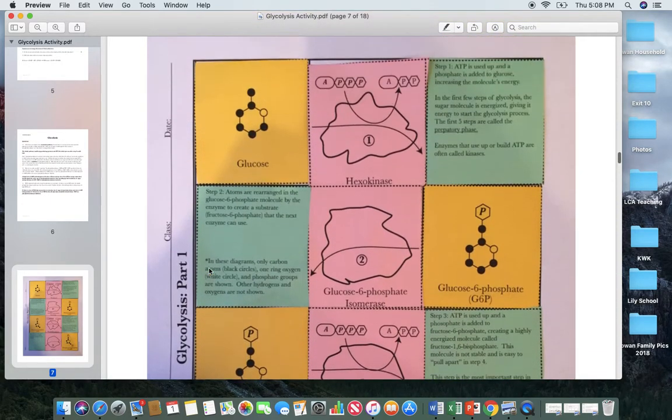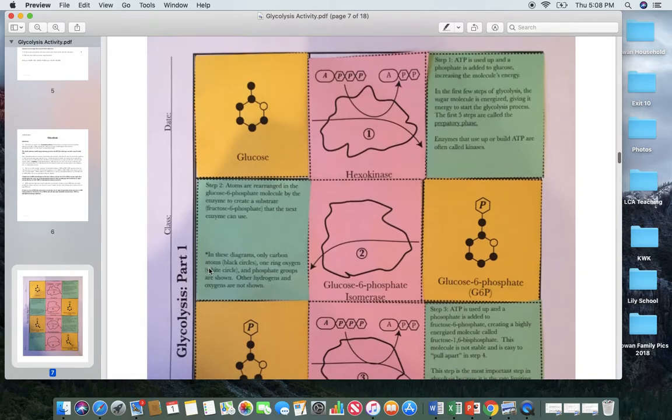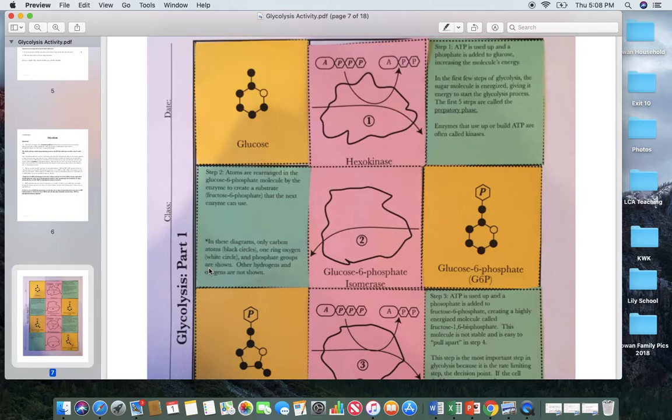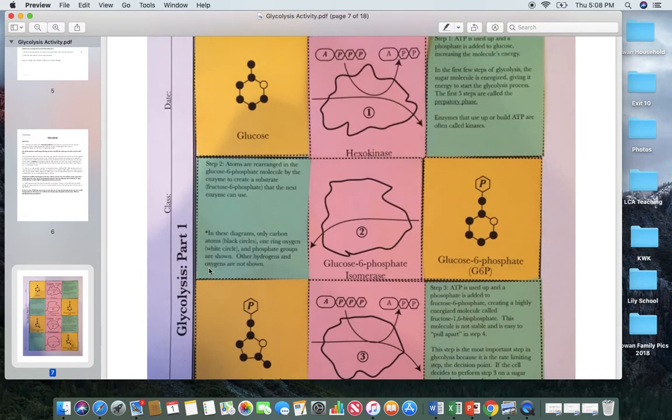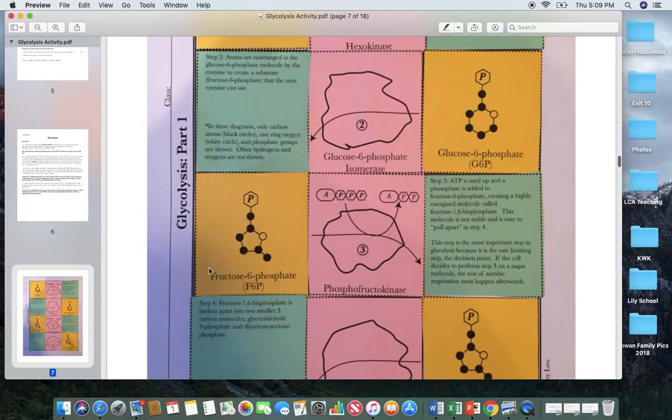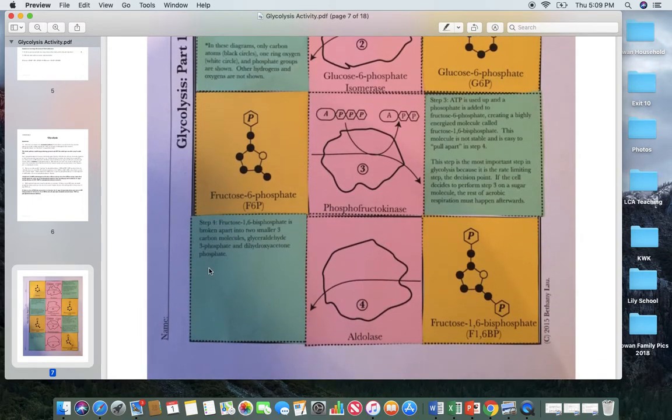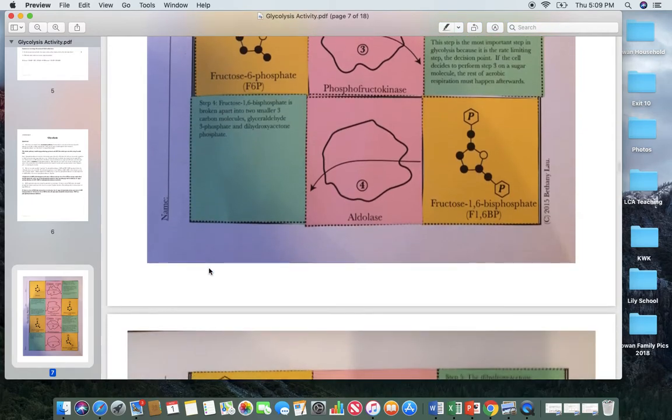Either way, there you go. So you guys had these. We didn't have different color paper necessarily. Maybe you did. But you should have had step 1 paired with the hexokinase and glucose. Then step 2 should have been the glucose 6-phosphate isomerase and the glucose 6-phosphate, G6P. That's step 2. So double check that yours are in the right order. Step 3 is the phosphofructokinase and the F6P. Then we have aldolase.